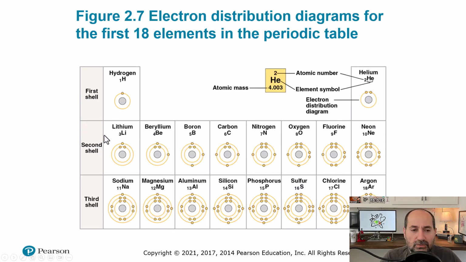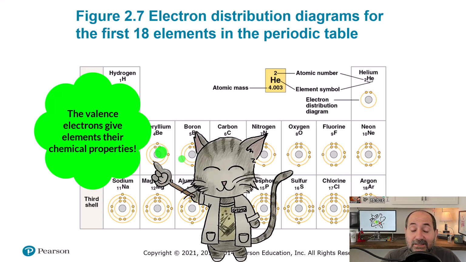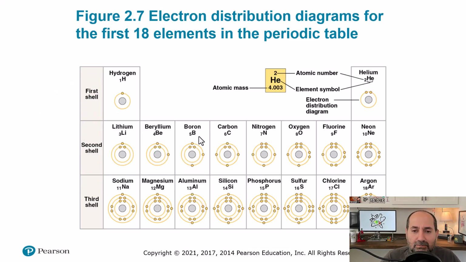Okay, next you should know that the first row on the periodic table, these are elements with one total shell. The second row, these are elements with two shells. The third row, these are elements with three shells. And then the columns represent how many valence electrons each element has. And do you remember something very important I mentioned before? That it's the valence electrons that give a chemical its properties. So if I were to ask you, what is the most important part of an atom to dictate its chemical properties? You would say not the protons, not the neutrons, it's the valence electrons that give chemicals their chemical properties.